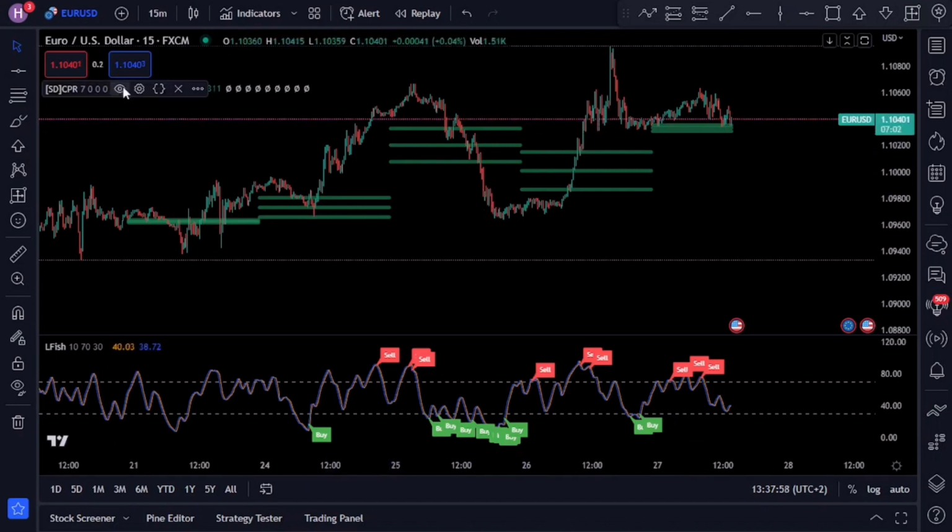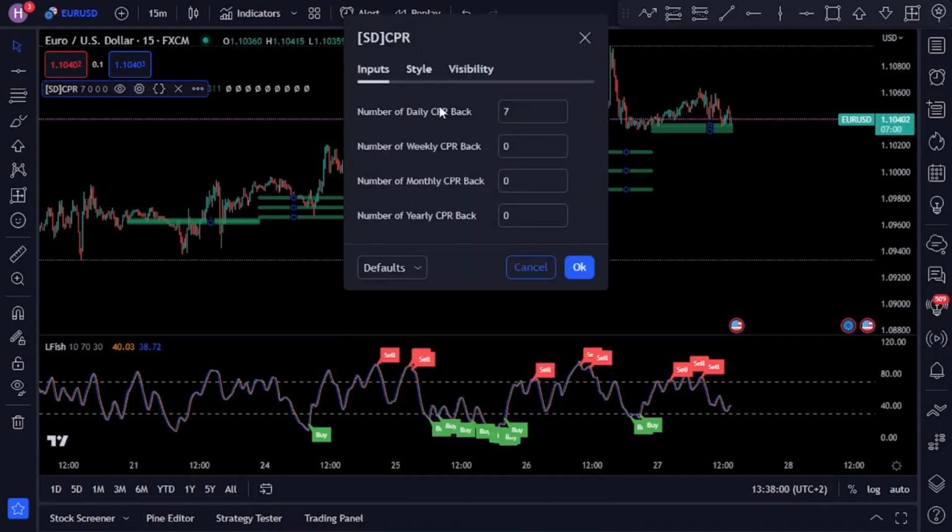Under inputs for the indicator, we are going to make a couple of changes. Change the number of daily CPR back from 7 to 100, and then we're going to change the value of weekly from 0 to 1.